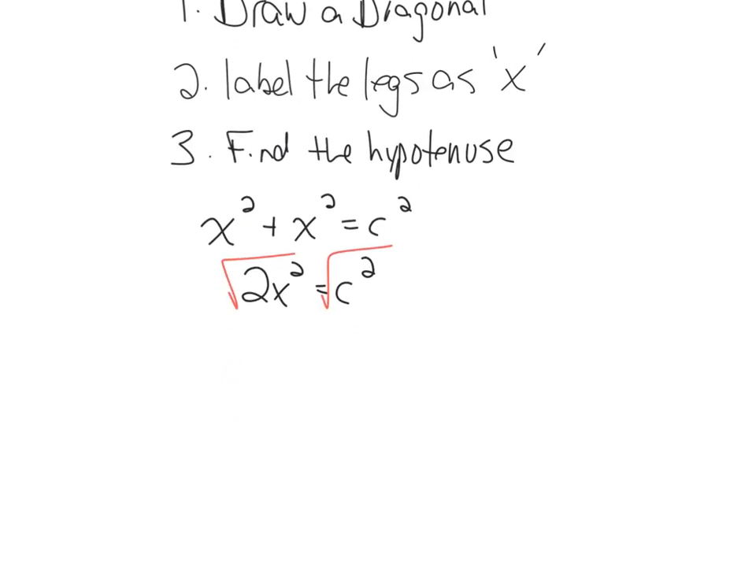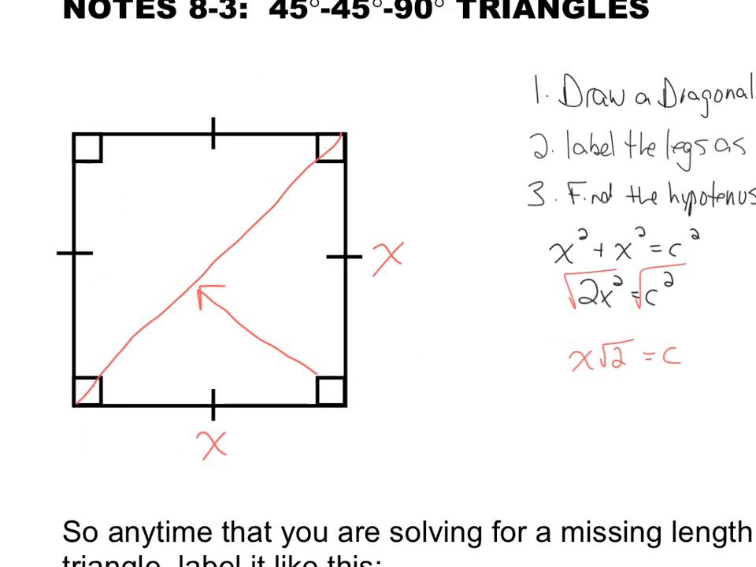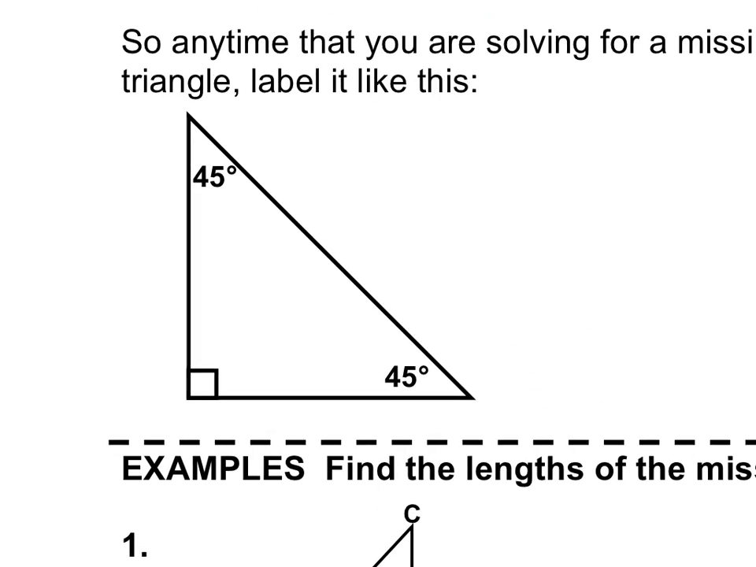Well, I can't take the square root of 2, so it's stuck inside, but I can take the square root of x squared, and I get x. And then I'm going to put that square root of 2 after it, and that should equal c, which is our expression for our hypotenuse in a 45, 45, 90: x square roots of 2. So anytime you're solving for a missing length in a 45, 45, 90 triangle, go ahead and label it just like that. The legs are both x, and the hypotenuse is your x square roots of 2.